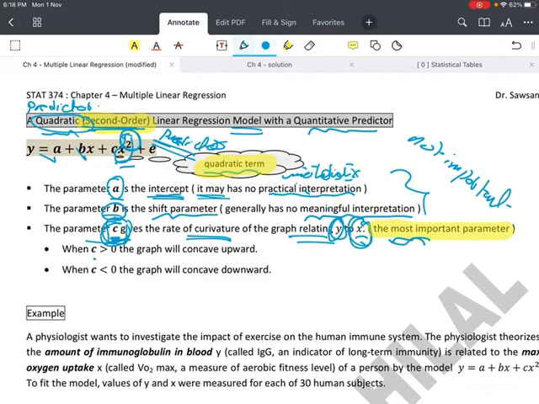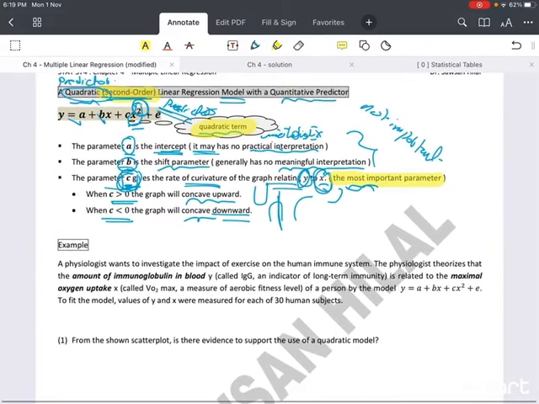If C is greater than 0, the graph will be concave upward. It will be like this. If C is less than 0, the graph will be concave downward. It will be like this. It may also have only half of it, so it could be like this, or if it is up, it will be like this.